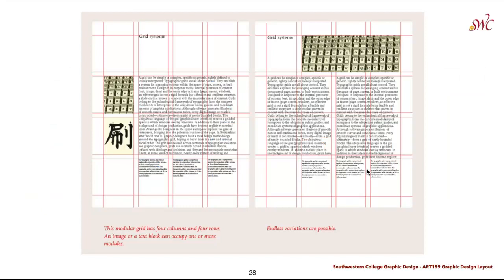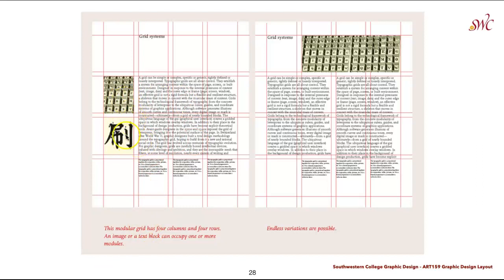This is just another example of how you can take a single modular grid and have the same information and place it in a variety of ways using that grid. On both of these pages, you can see that it is the same content with one additional photo over here on the left. But this is actually a modular grid that has 4 columns and 4 rows, and an image or a text block can occupy one or more of those modules, like we can see.